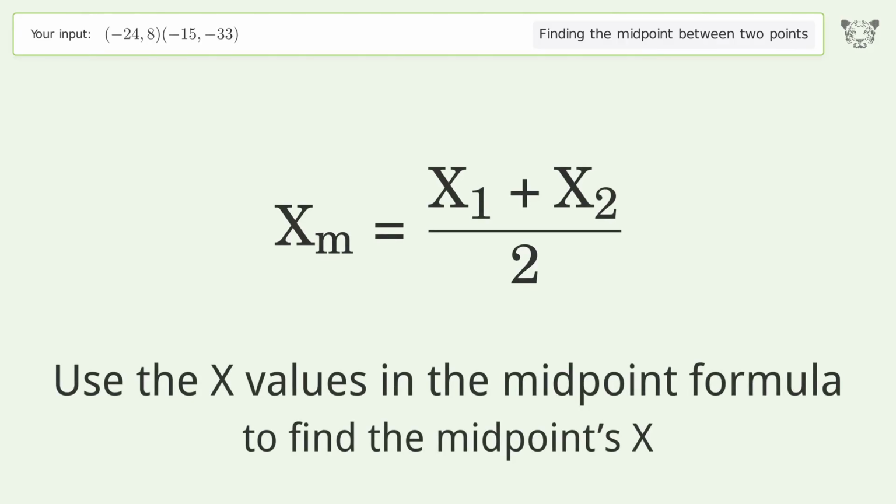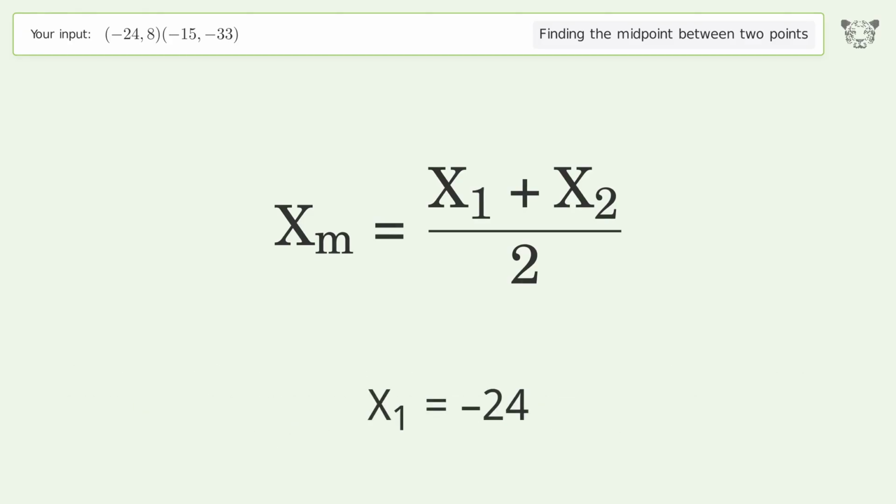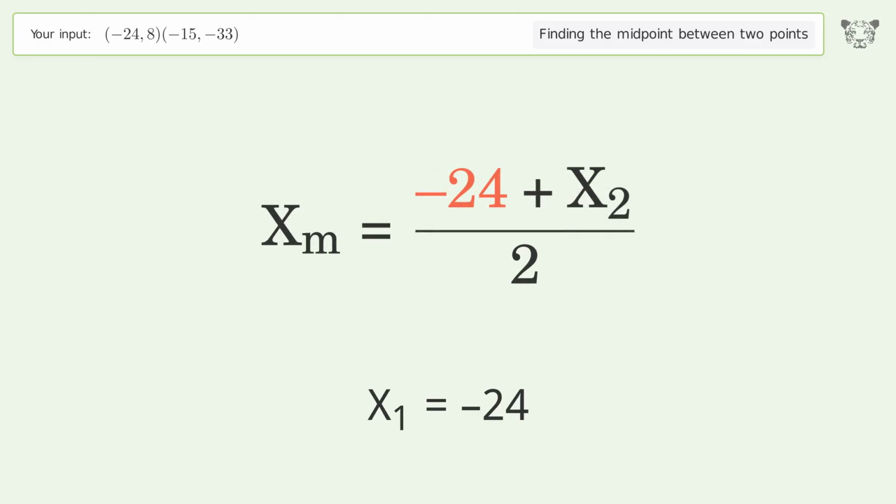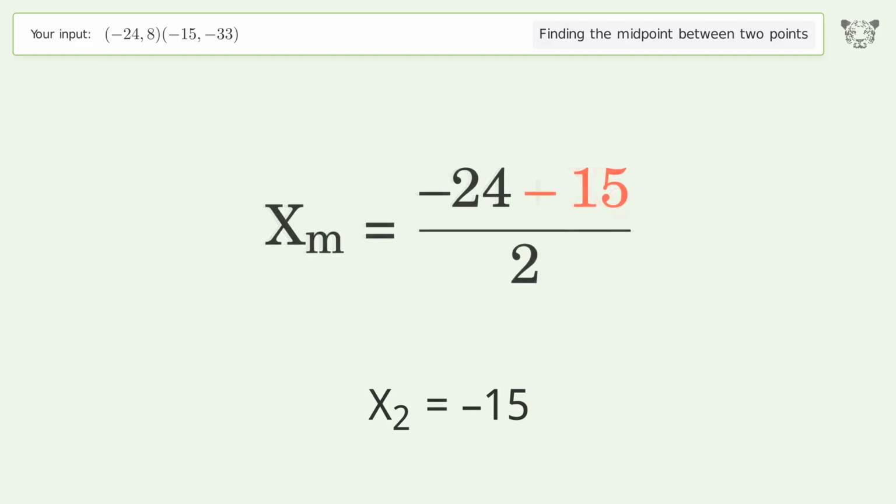Use the x values in the midpoint formula to find the midpoint's x. x1 equals negative 24. x2 equals negative 15. Simplify the arithmetic.